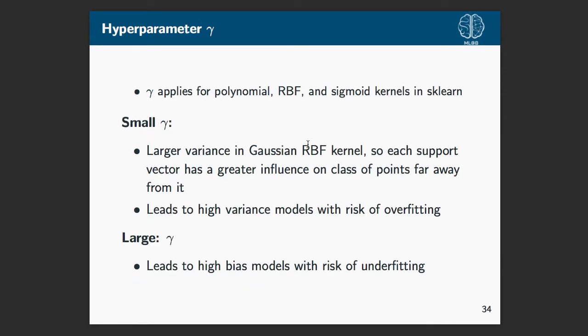Okay. So the other hyperparameter is gamma, and this applies for the polynomial kernel, the RBF kernel, and sigmoid kernels in sklearn. So a small gamma corresponds to a very large variance. So your Gaussian distribution is very flat and wide. So each support vector has a greater influence on points that are far away from it. So this results in a sort of averaging that causes the overall model to be less complex.